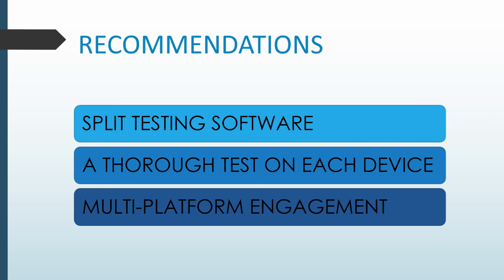Here are a few recommendations that can be made to improve our site's performance. One of them is split testing software. It's a loop of comparing metrics, identifying the areas of improvement, and making potential improvements. The next one is a thorough test on all the smartphones and devices. And the next one is providing attention to multi-platform engagement for all the devices to overcome the problem of unique visitors.